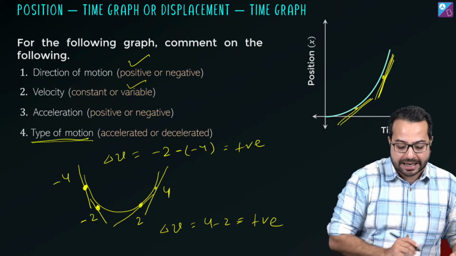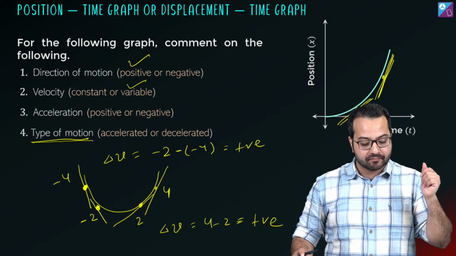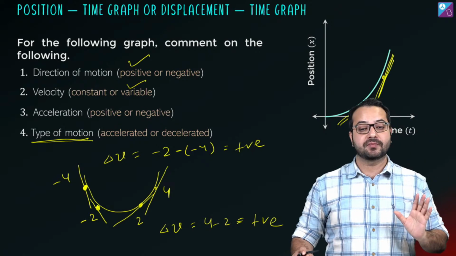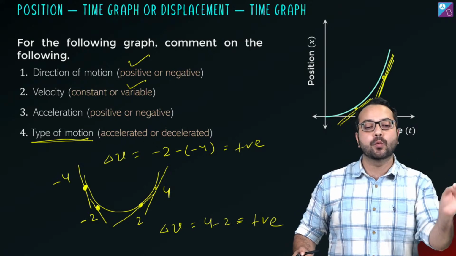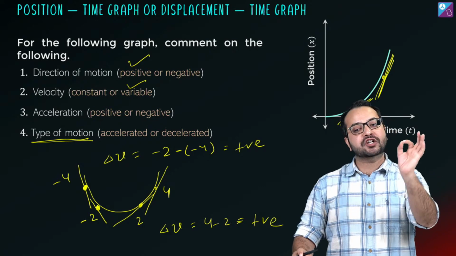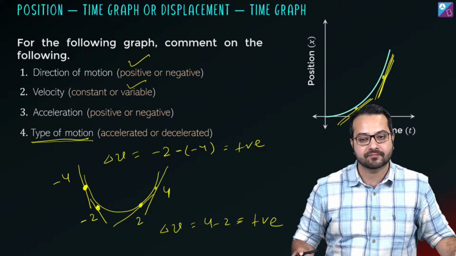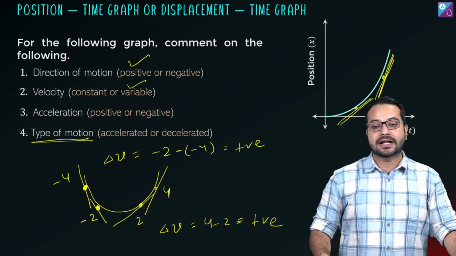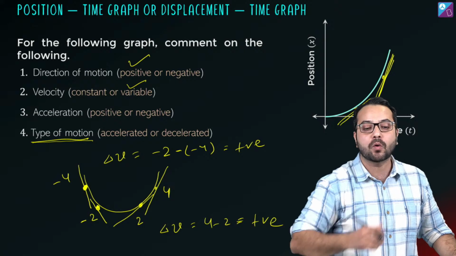Now let's talk about the type of motion. Is it accelerated or decelerated? Quickly tell me if the motion is accelerated or decelerated. Now you remember that the direction of acceleration has nothing to do with accelerated or decelerated motion. Is that correct? The sign of acceleration only tells us direction. Whether it is accelerated or decelerated depends on what? Tell me.